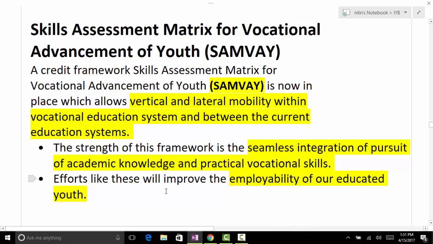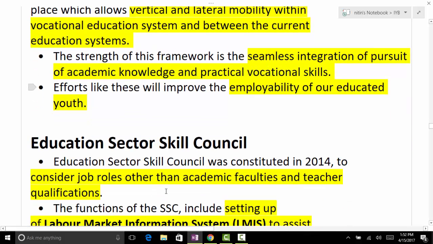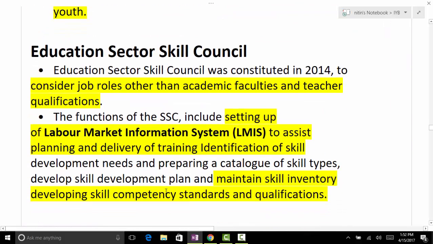So what it helps, it brings the academic knowledge in line with the practical vocational skills. Because whatever the students are getting learning in their schools and colleges, they could move to the vocational education system with this mobility. And employability of our educated youth to be enhanced.